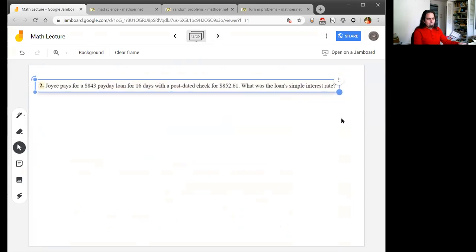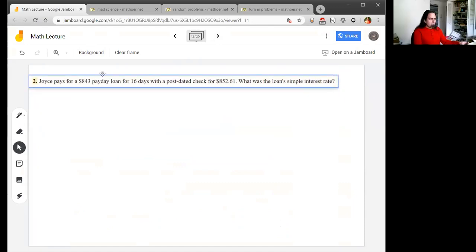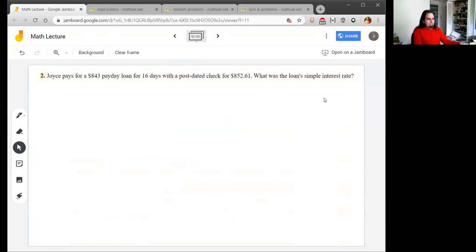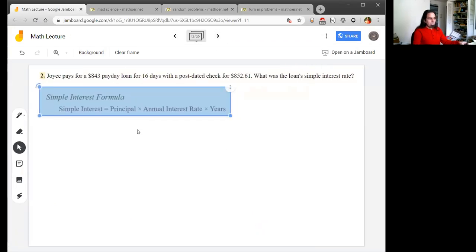Does everyone know what a post-dated check is? Yeah. So this story is me trying to be clever and make Math 25 harder than Math 20, but you can do this. So how much is the principal here? She wrote the post-dated check for $852.61, and then the principal was $843. So we have the interest when you subtract those, but you still don't do anything funny to find the principal.